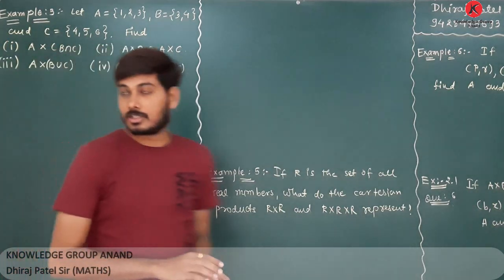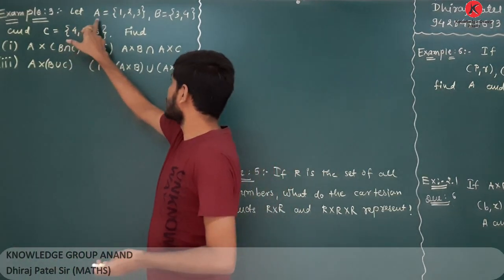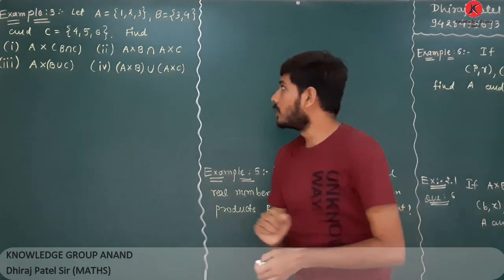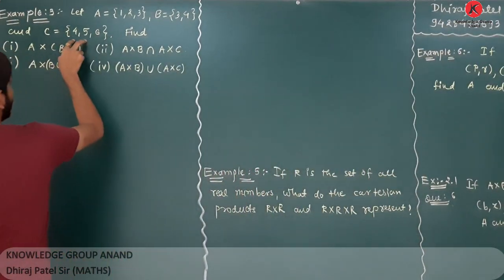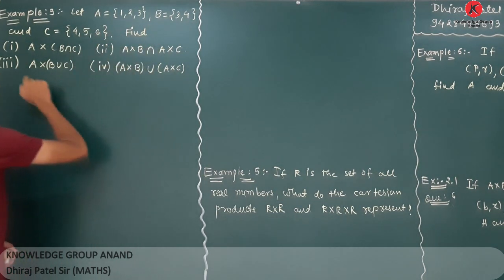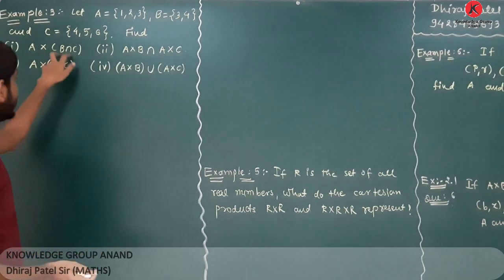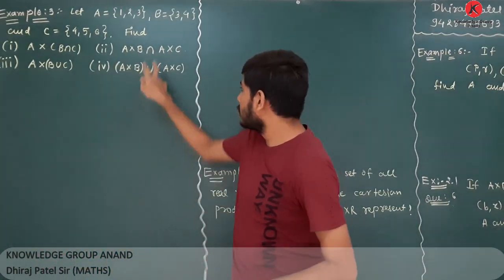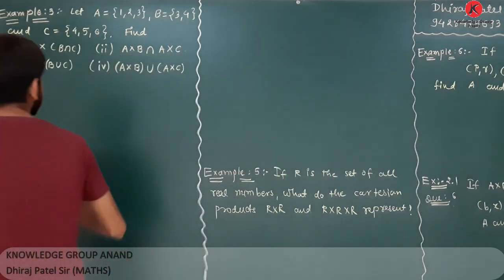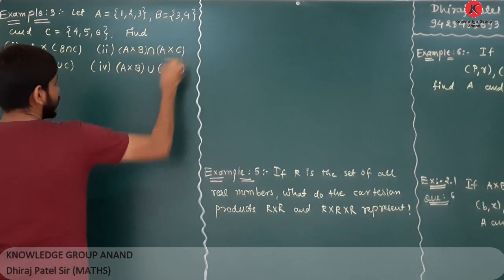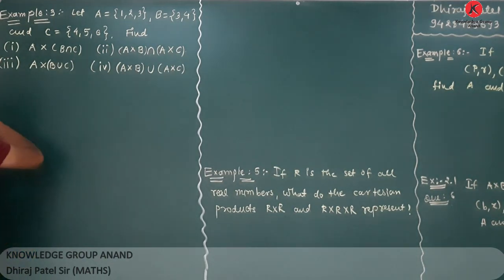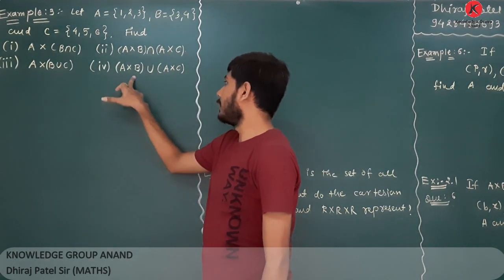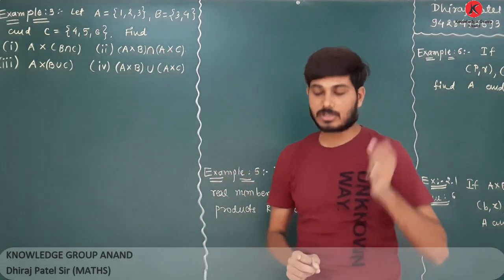Example number 3. Let set A equal 1, 2, 3, set B equal 3, 4, and set C equal 4, 5, 6. Then find: first, A cross B intersection C. The second one, A cross B intersection A cross C. The third one, A cross B union C. And the fourth one, A cross B union A cross C.